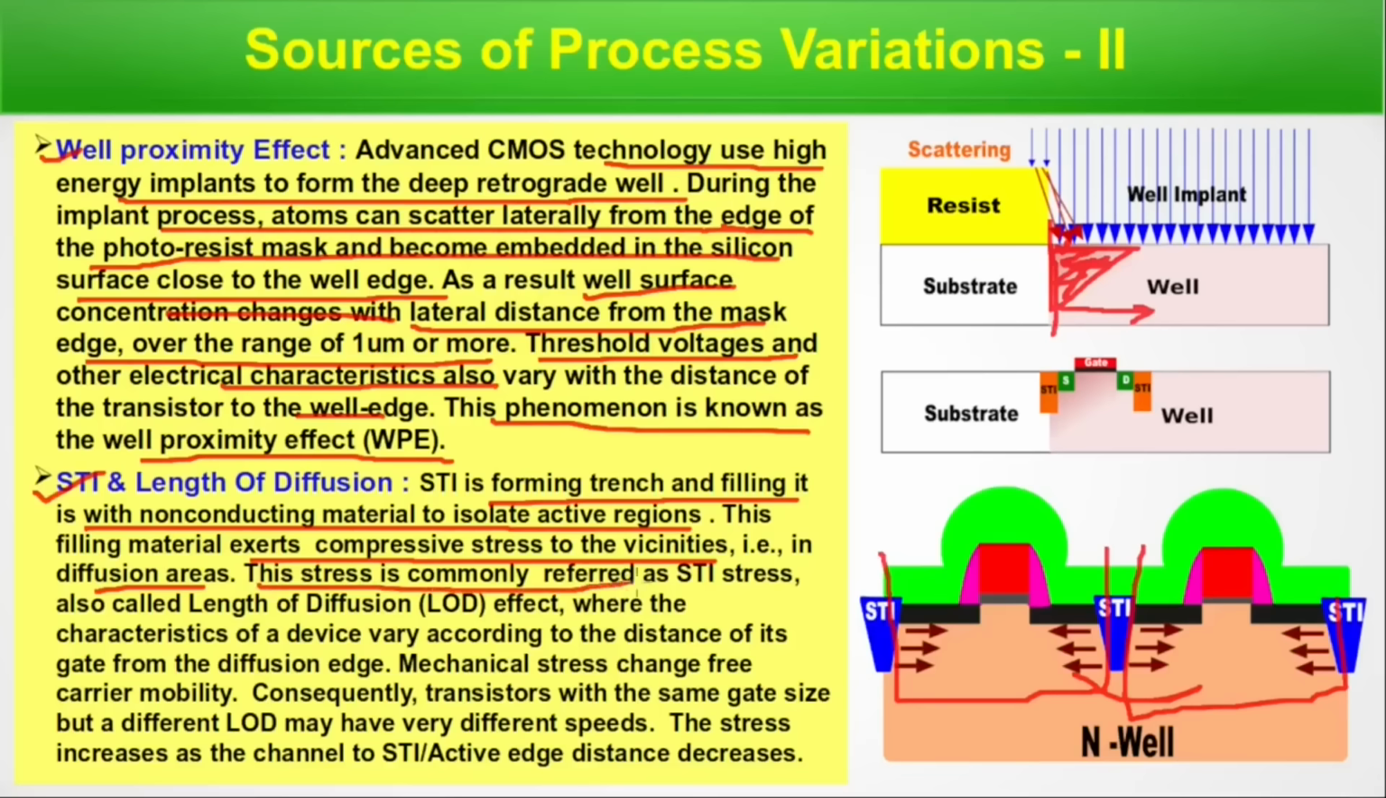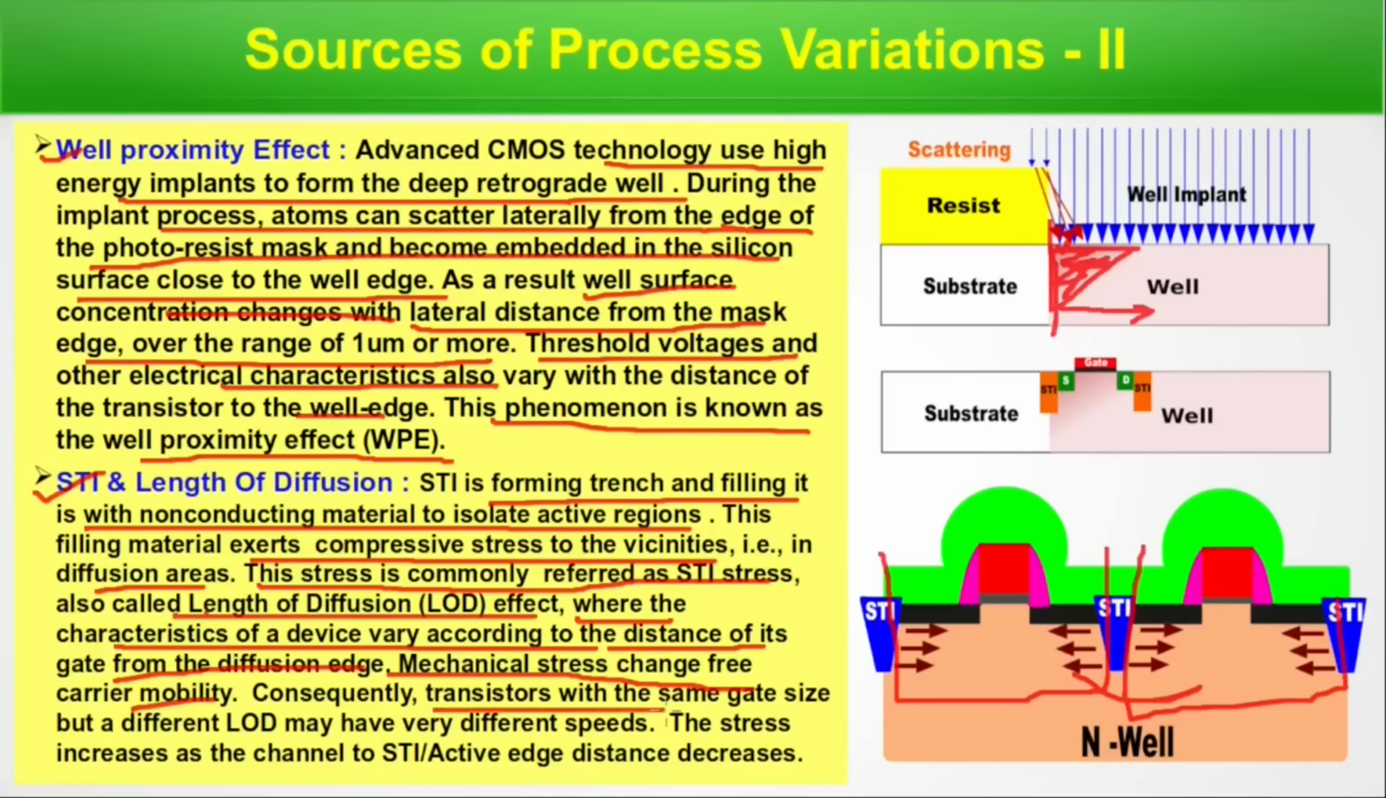This stress is commonly referred to as STI stress, also called length of diffusion effect, where the characteristic of a device varies according to the distance of its gate from the diffusion edge. Mechanical stress changes free carrier mobility. That is the basic principle of strain silicon. Using mechanical stress, silicon is strained and mobility changes. We have come across this in the strain silicon episode.